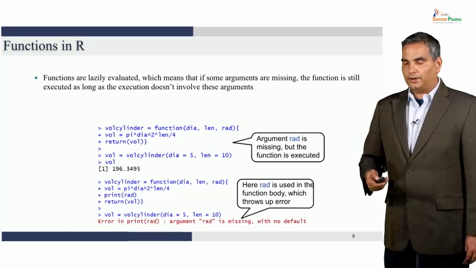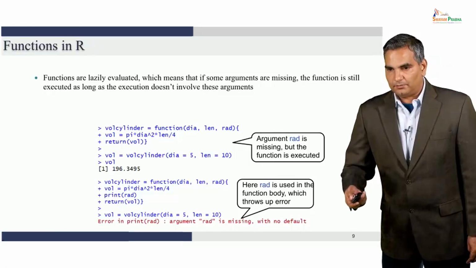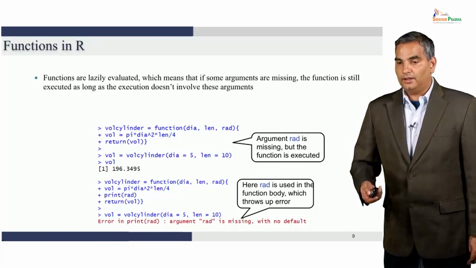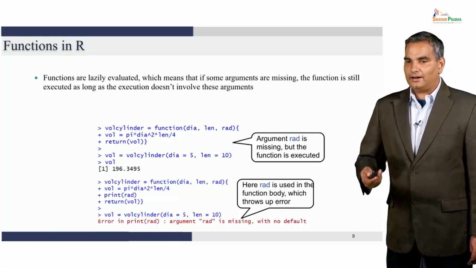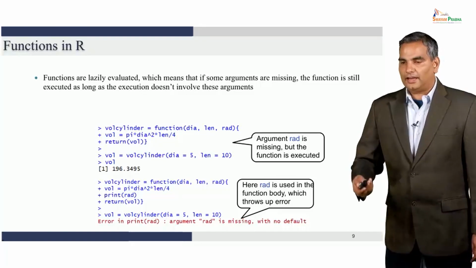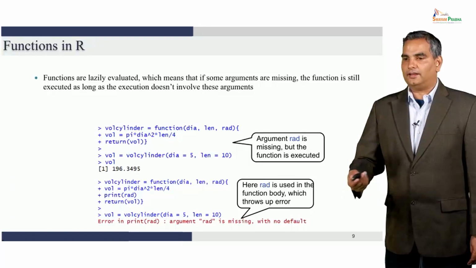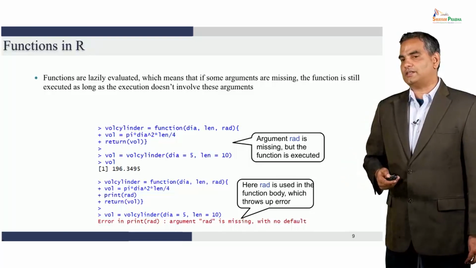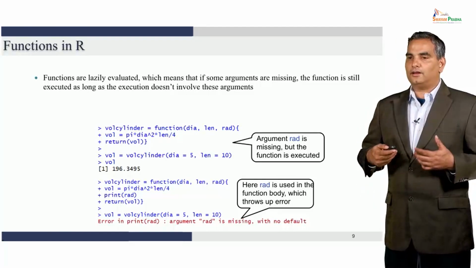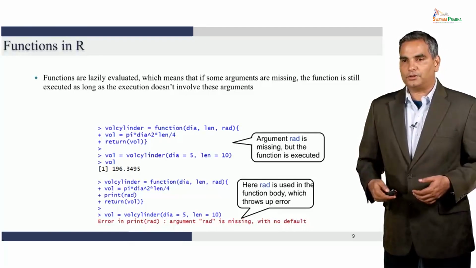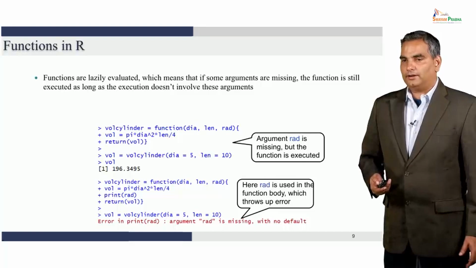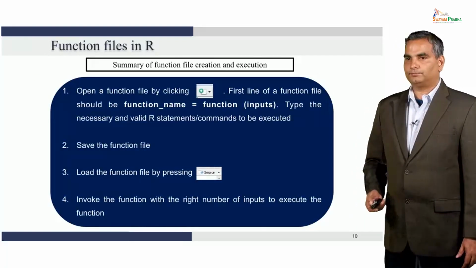However, in the second example, we do the same thing, but if you look at the function form, inside we have volume that we are computing, and then we have a command which says print rad and then return volume. Now when you try to run this function with diameter and length alone, you will get an error saying rad is missing, because R is not able to find out what that is. So as long as these are arguments which do not matter in terms of the computations inside the function, R will still lazily evaluate it and not throw errors while you are evaluating these functions.